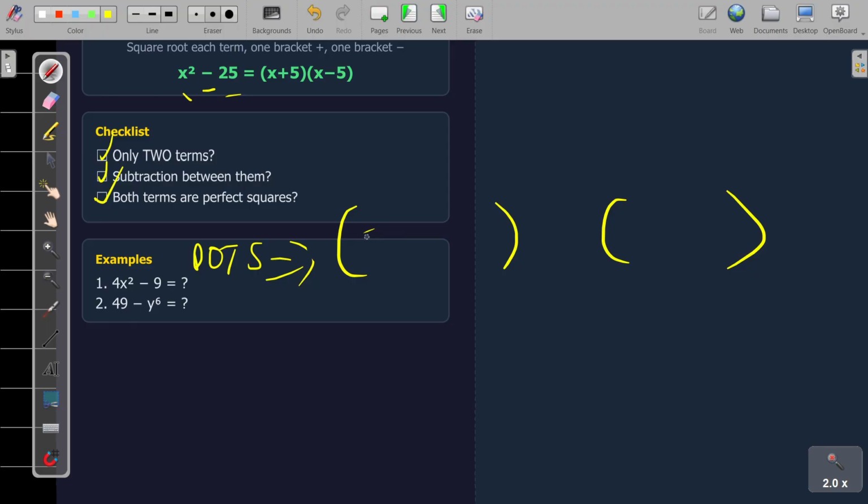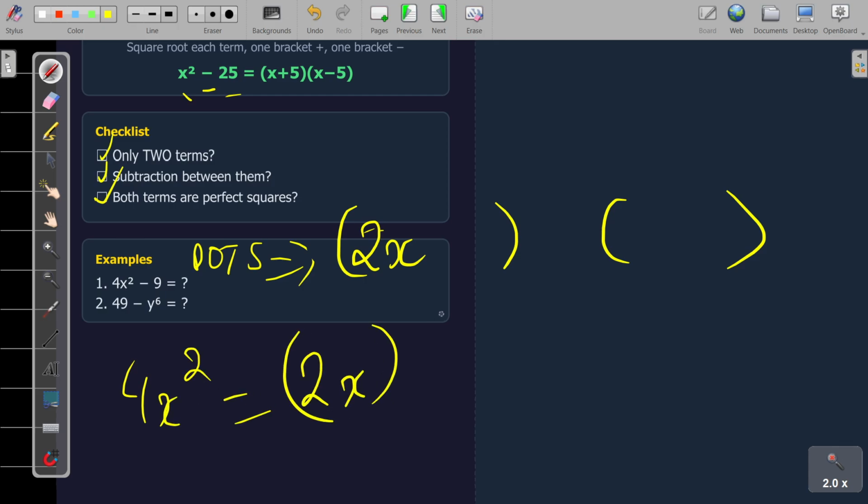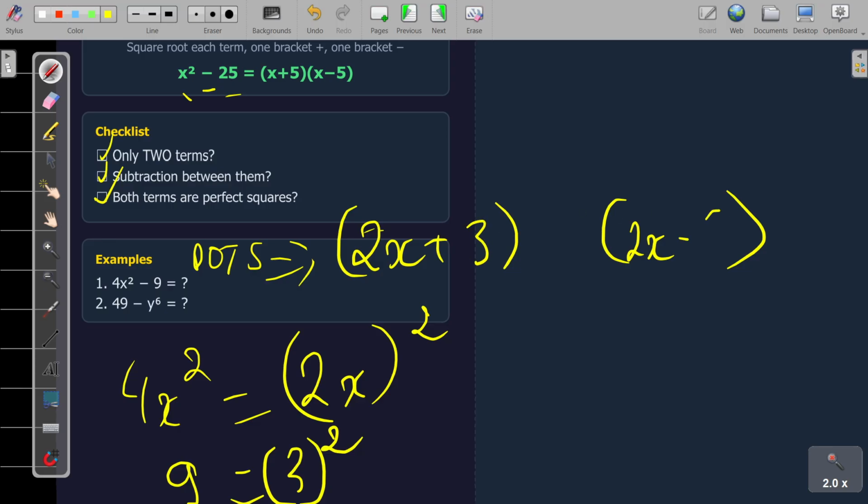We will put 2x, because the square root of 4x squared is 2x. So 2x in each bracket, one plus, one minus. And 9 is 3 squared, so we put 3 in each one. And that is going to be our answer right there. Put a 3 or minus 3 in the back of each bracket. And then you can even check by expanding them back as well.